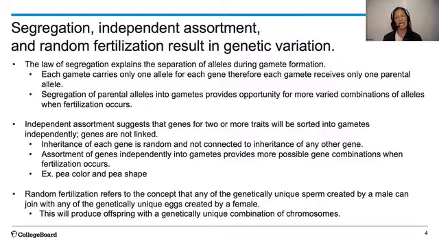Those are independent genes. Random fertilization refers to the concept that any of the genetically unique sperm created by a male can join with any of the genetically unique eggs created by a female. This is going to produce offspring with a genetically unique combination of chromosomes. A lot of text on this page, but what we're focusing on is these different mechanisms that can result in genetic variation.